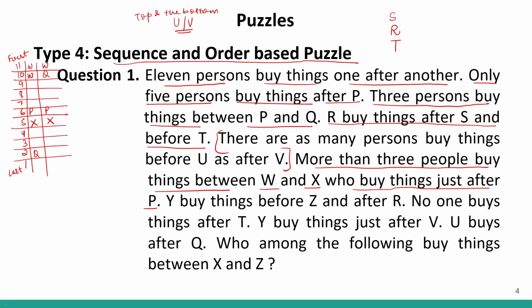So for W in possibility 1, I have one more possibility. Let us take. I can have my W over here. I can have my P, X and Q. This is also one more possibility that we can have.